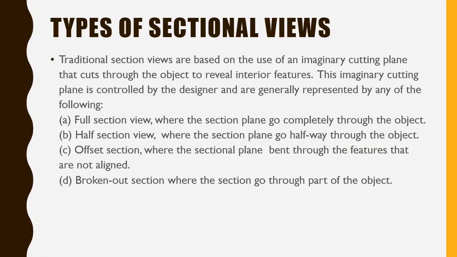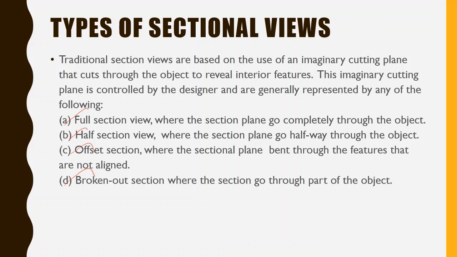So basically there are 4 different types of sectional views. First one is full section view, second one half section view, third one is offset section, and the fourth one is broken out section. Full section view, as the name itself says, is when a section plane goes completely through the object. Half section view is halfway through the object.